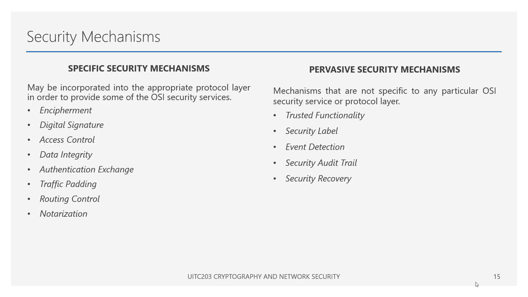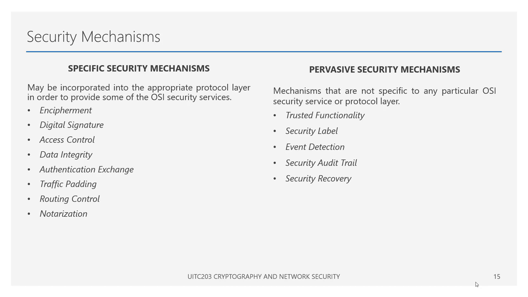Peeking into the security mechanisms, the security mechanisms listed as per H.800 are given here. Security mechanisms may be classified into specific security mechanisms and pervasive security mechanisms. The functionalities of specific security mechanisms are confined to a particular protocol layer, whereas the pervasive security mechanisms are not specific to any service mentioned earlier or to any protocol layer. Let us first go through the specific security mechanisms.